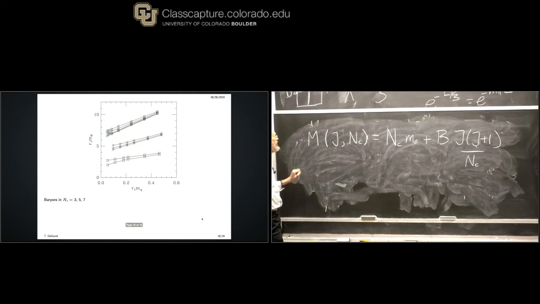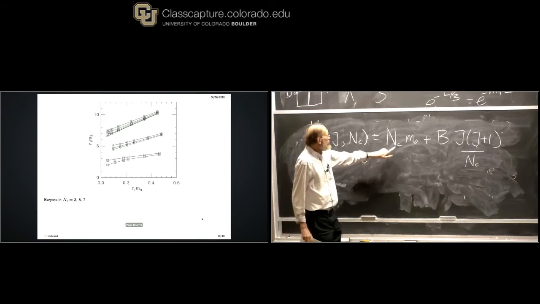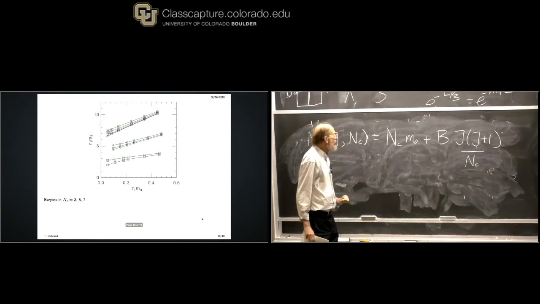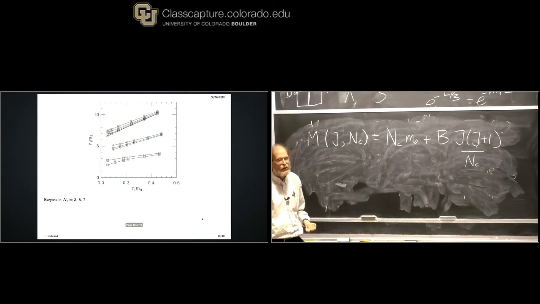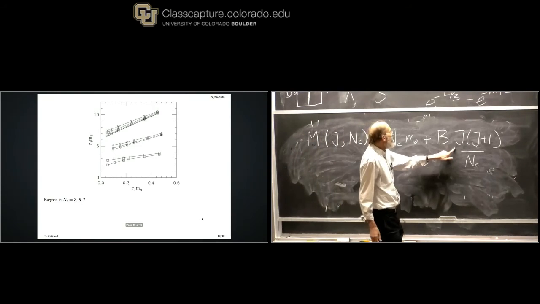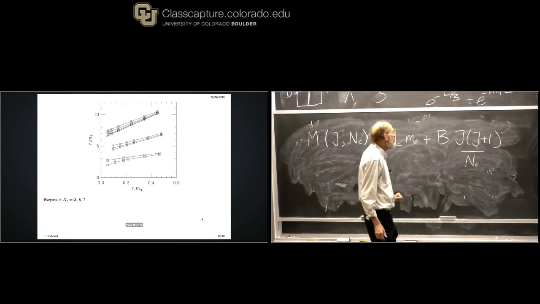Baryons in large N have a rotor formula. This part right here, NC M0, there's a lowbrow way of doing things. Imagine that the quarks are heavy and you want to build color singlet objects in NC. This is probably too simple for you because you are mathematicians, but, you know, N quarks in a baryon. This term right here is a rotor spectrum.